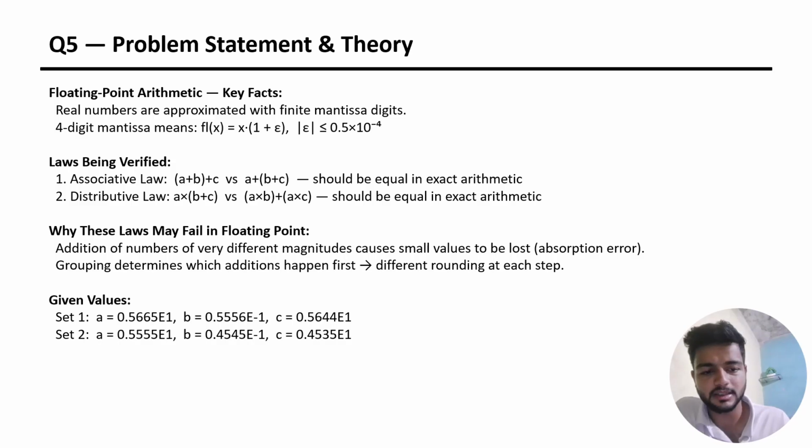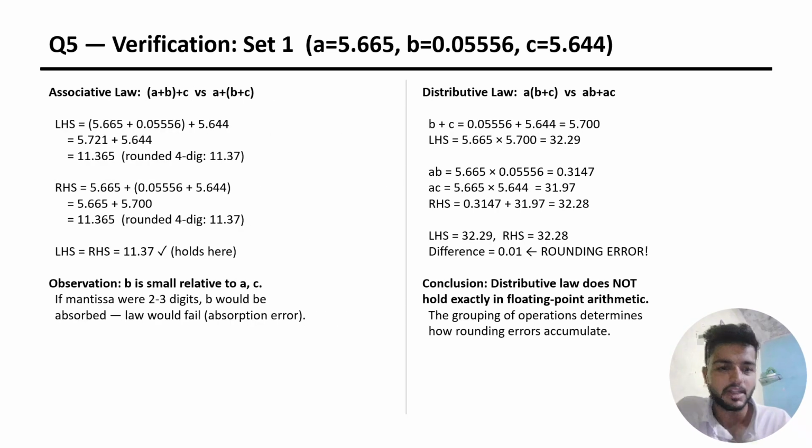Given values are a, b, c, and for set 2, a, b, c are given as this. Verification of set 1 using the associative law: we get LHS equals 11.365 and RHS 11.365. So here LHS equals RHS, which holds. Observation: B is small relative to A. If the mantissa were 2 or 3 digits, B would have been lost and the law would fail. But B was very small, so the law was justified.